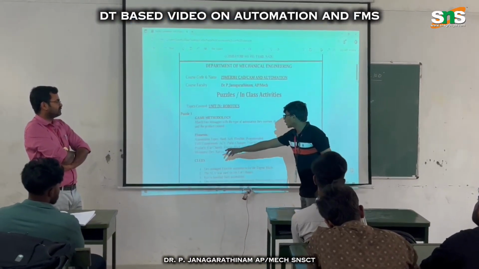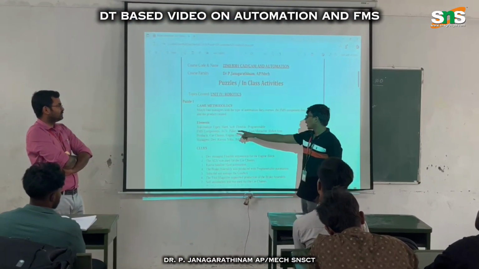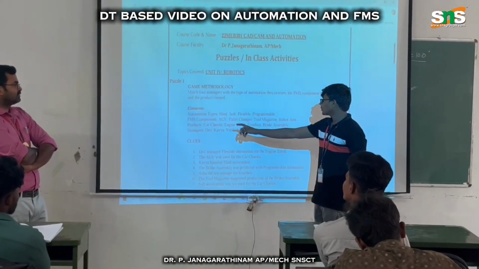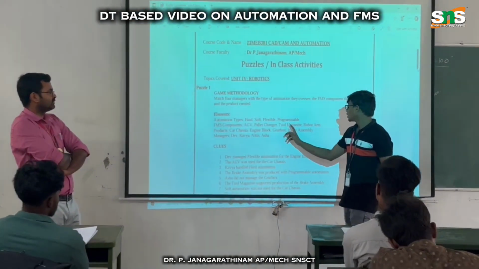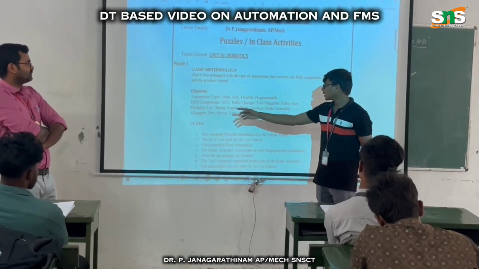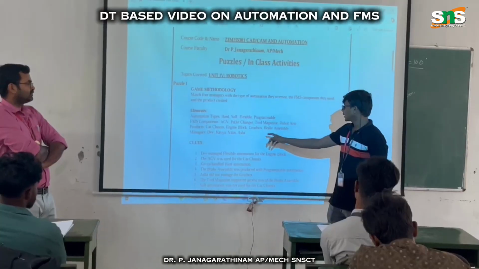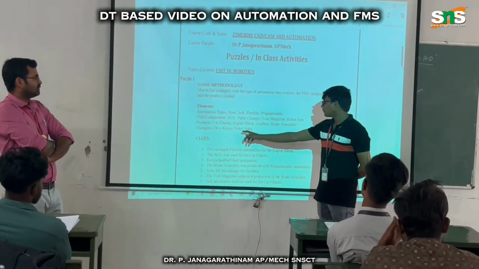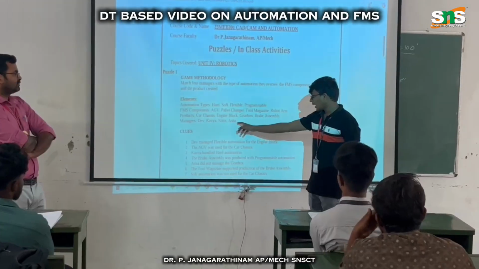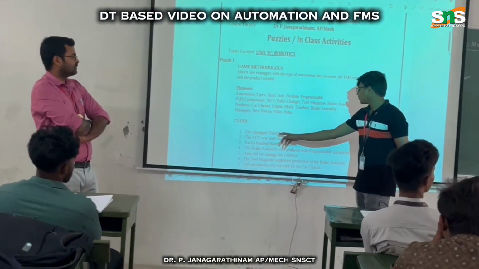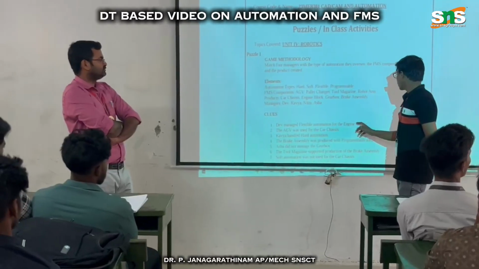Here are the automation types. First one is hard, soft, flexible, and programmable. FMS concept: AGV, pallet changer, tool magazine, and a robotic arm. Products are car chassis, engine blocks, gearbox, brake assembly, and the manager names are Dev, Kavya, Nitin, and Ash. Our clues. The first clue is Dev managed flexible automation for the engine block.